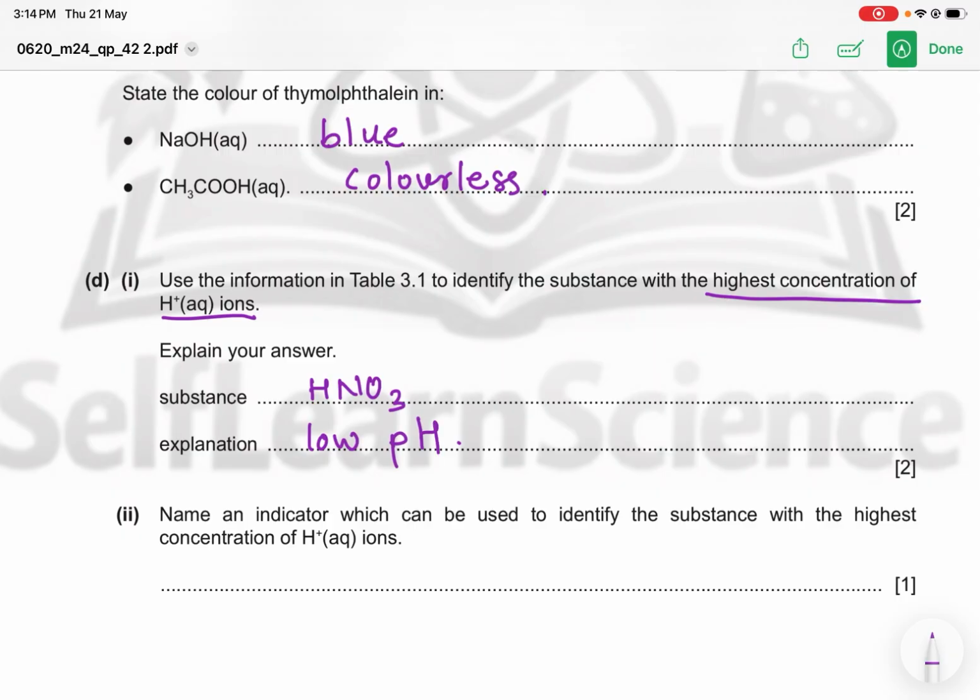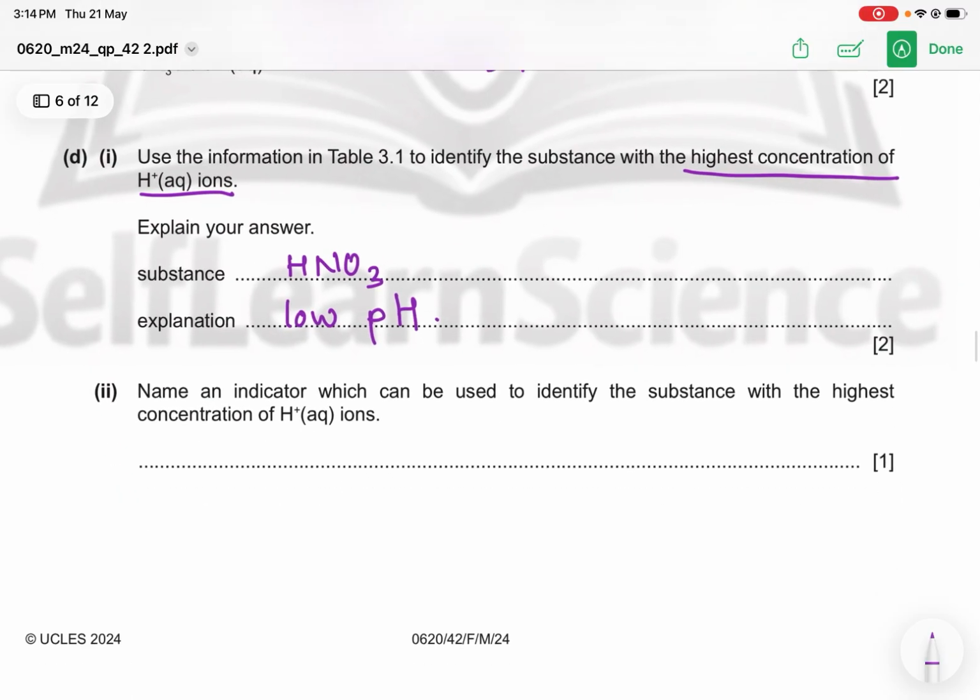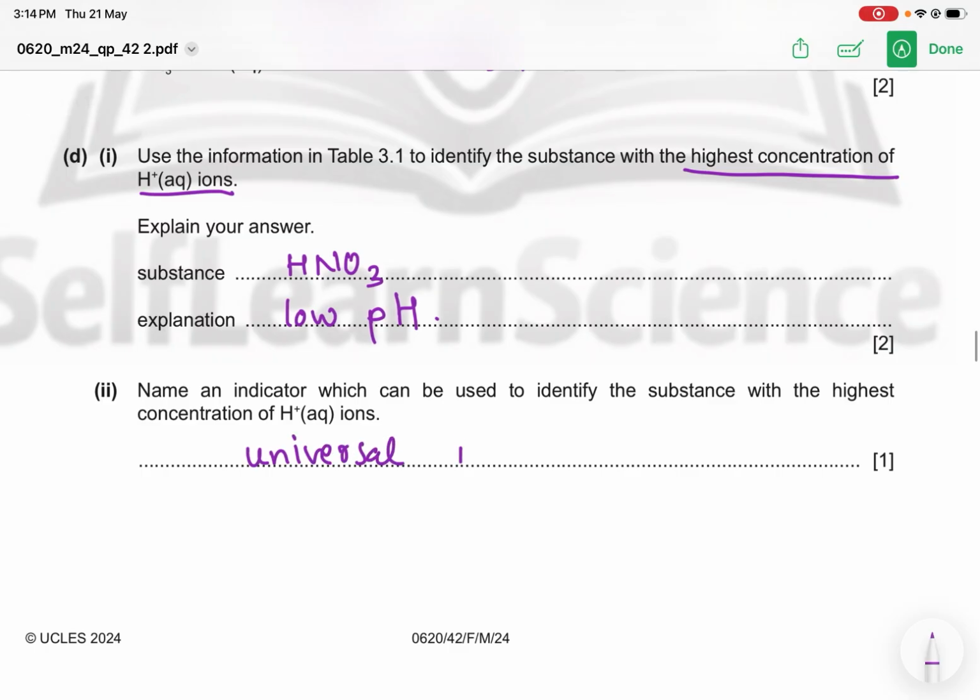Next, name an indicator which can be used to identify the substance with the highest concentration of H+ ions. So we can understand the color change and we can identify whether a substance is acidic or basic using methyl orange, thymolphthalein, or litmus paper, but we cannot find out the pH. For pH we have a different indicator which is known as universal indicator.